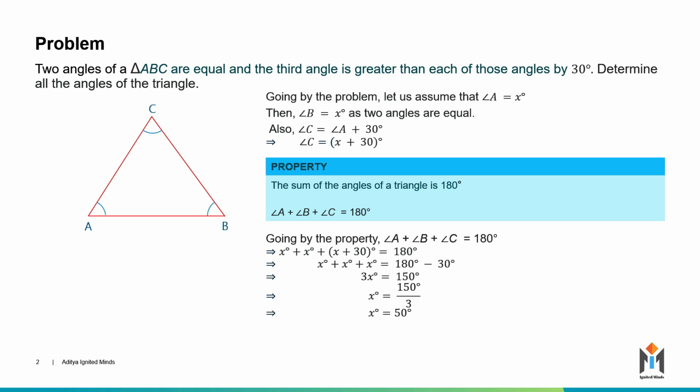Now that we are able to solve for x, let us go back to our equations and see the values of angles A, B, and C. Angles A and B are equal to x, which means angle A is 50 degrees, angle B is 50 degrees, and angle C is 50 plus 30 degrees, which is nothing but 80 degrees. So the answer to this question is 50, 50, and 80.